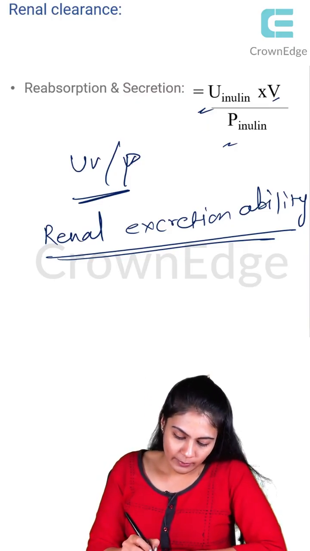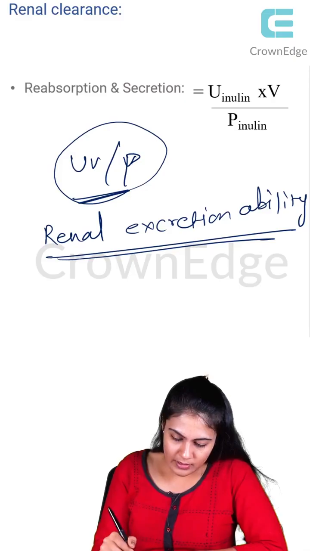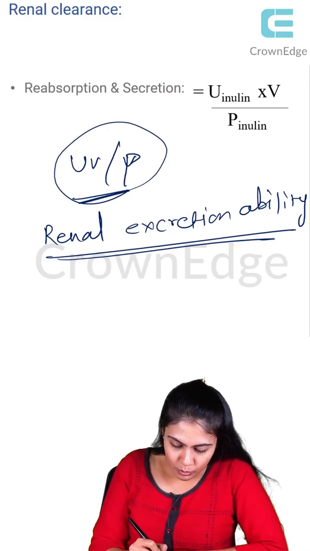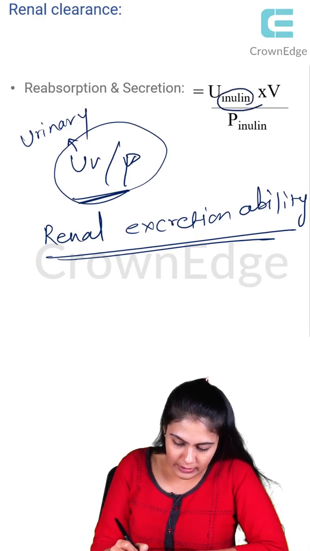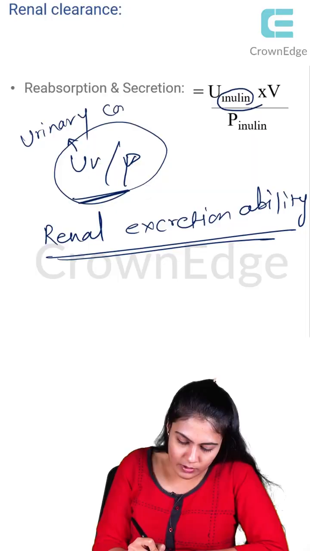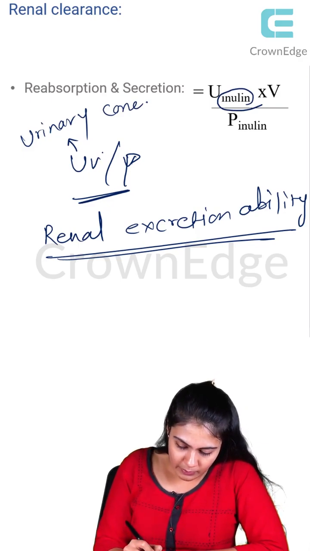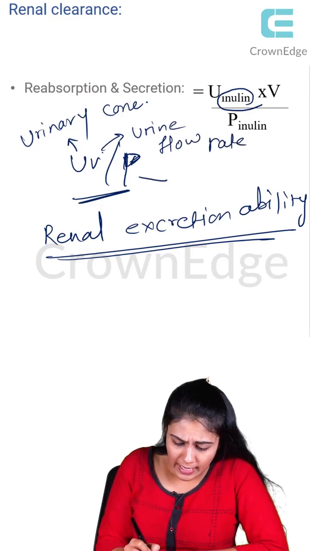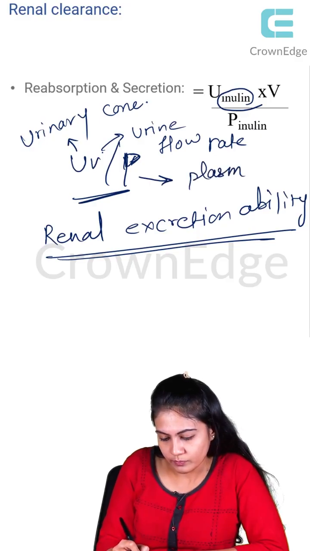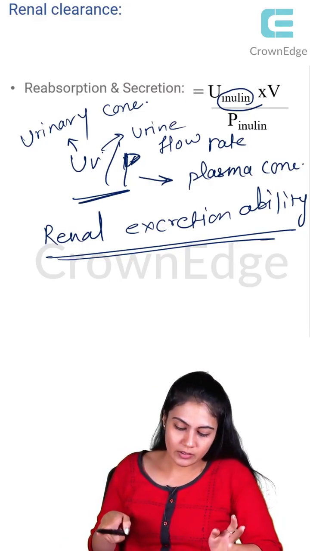And how do you calculate that? By the formula UV by P. The most accurate substance to calculate this is inulin. So let's see, what do you mean by U? U means the urinary concentration of the substance. Any substance over here, inulin is taken, right? V is the urine flow rate of that substance, and P denotes the plasma concentration. So that's how you calculate the renal clearance of any substance.